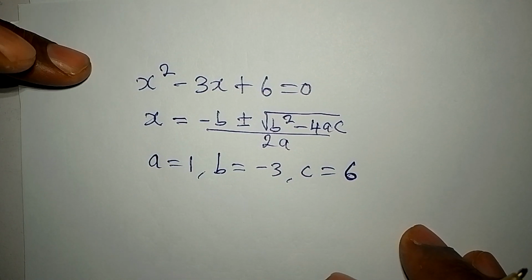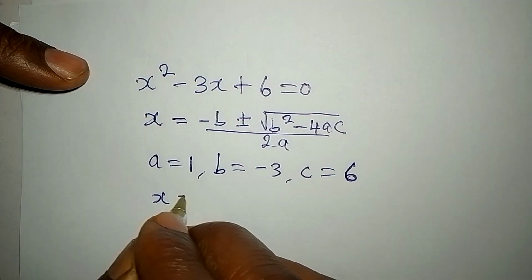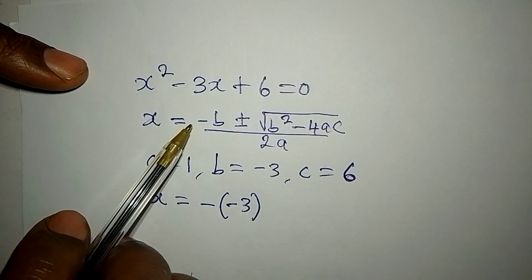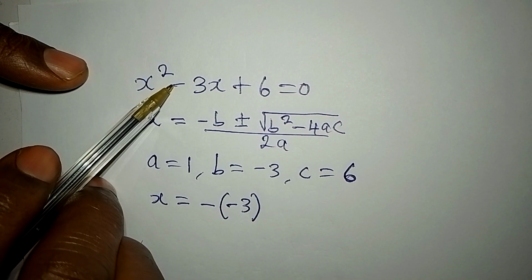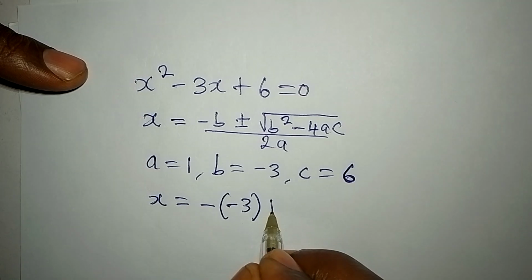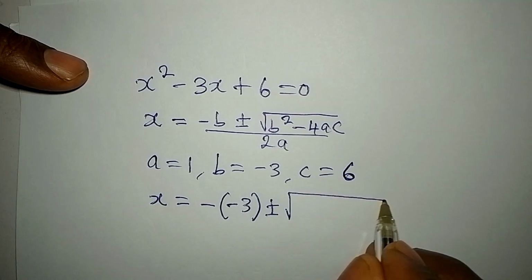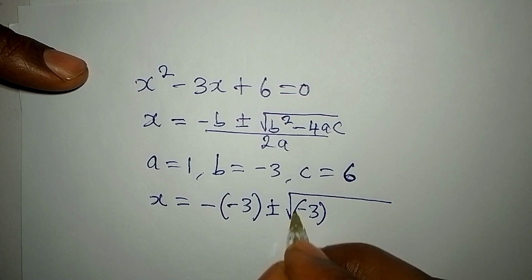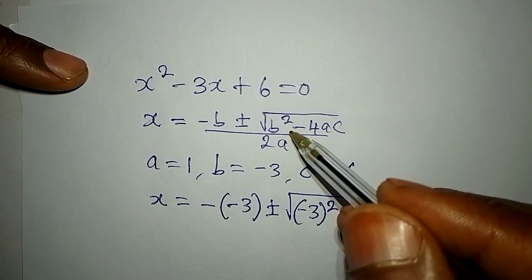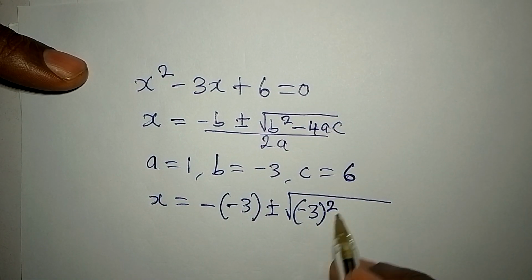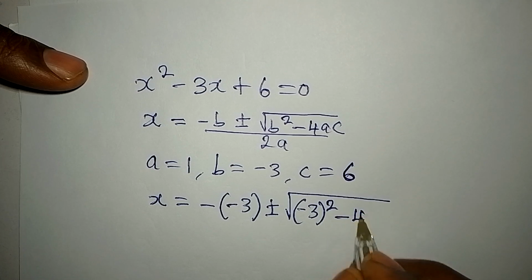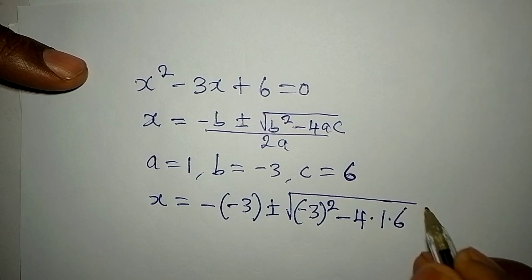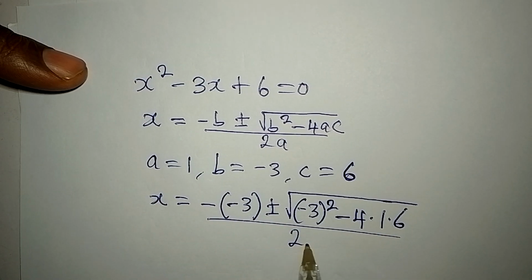Now, let's put this into the formula so that our x will now be equal to minus 3, because we have negative already, and our b is negative 3. Then plus or minus square root of b squared. I mean square of b. That will be minus 3 squared. Then minus 4 times a is 1 and c is 6. The whole of this is over 2 times 1.